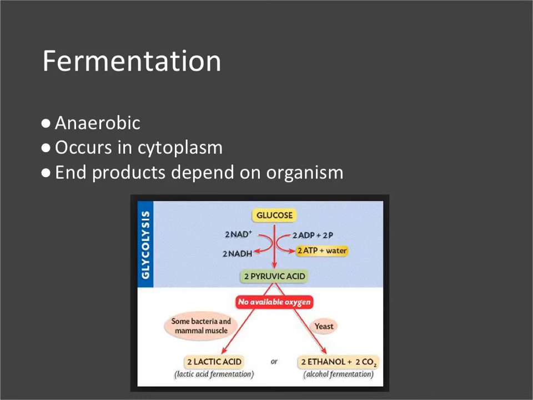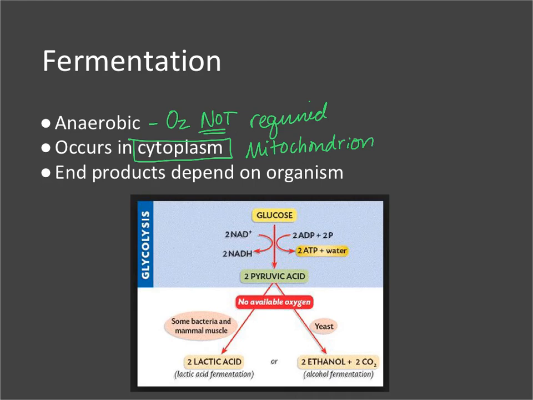A couple more facts about fermentation. So it is an anaerobic process, so oxygen is not required for the reactions to occur. Fermentation occurs in the cytoplasm, so we don't need a mitochondrion in order for fermentation to occur. And in fact, things like bacteria don't have mitochondria, but bacteria can do these fermentation reactions. And the end products depend on which organism is going through these fermentation reactions.